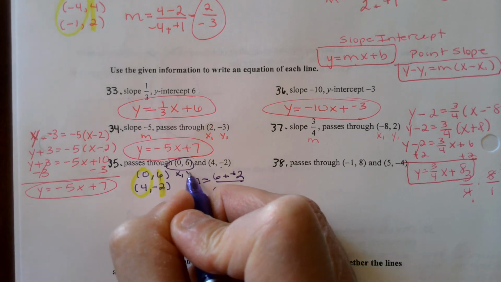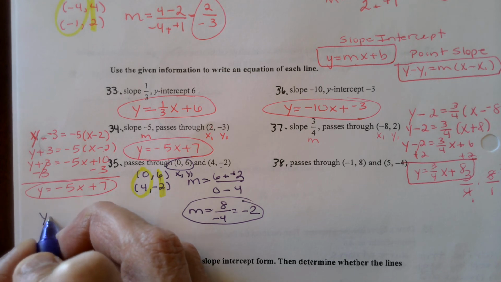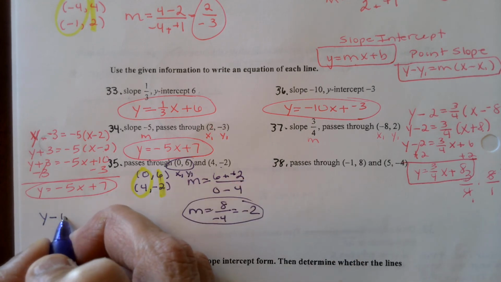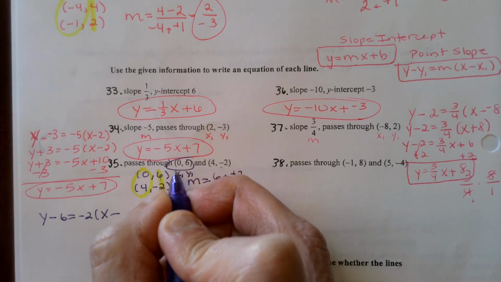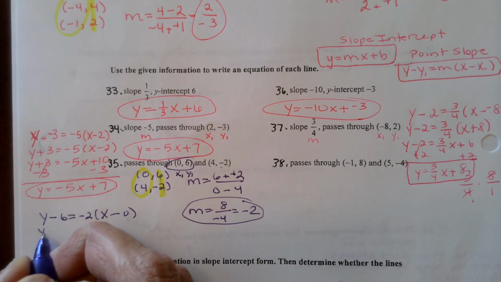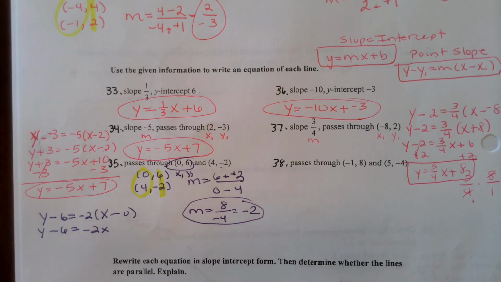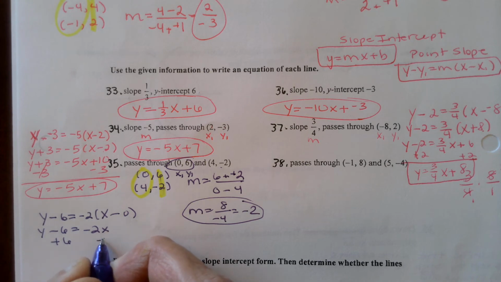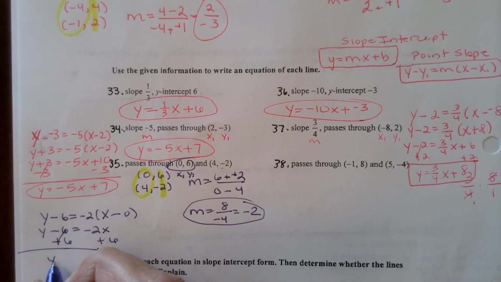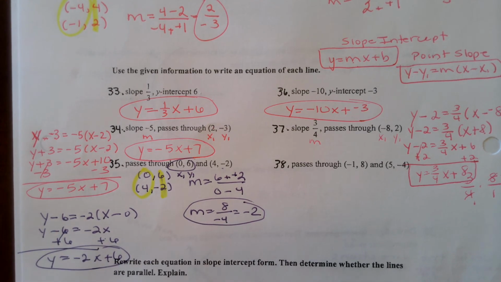X1, Y1. Plug it in. Y minus Y1, 6 equals slope times x minus x1, which is 0. Y minus 6 equals distribute. -2x, 0. And I'm going to add 6 to both sides. And you can see that you cannot put an x and a 6 together. So you have a -2x plus 6.